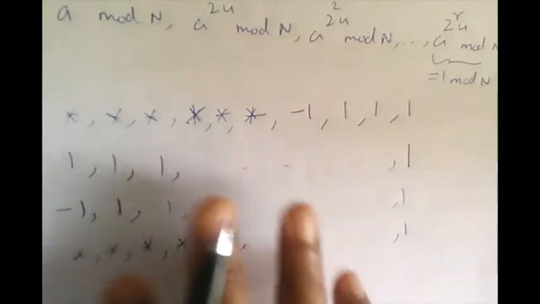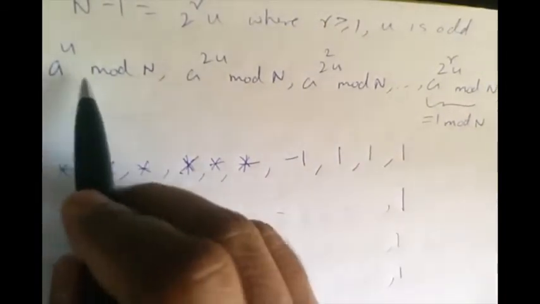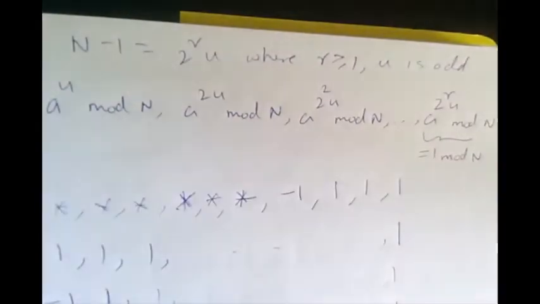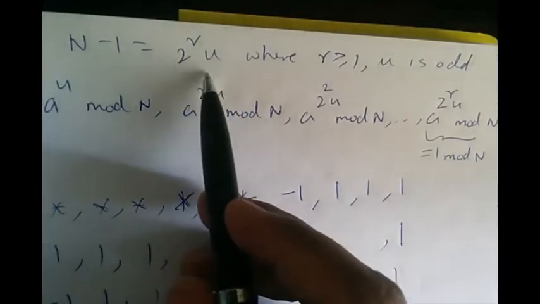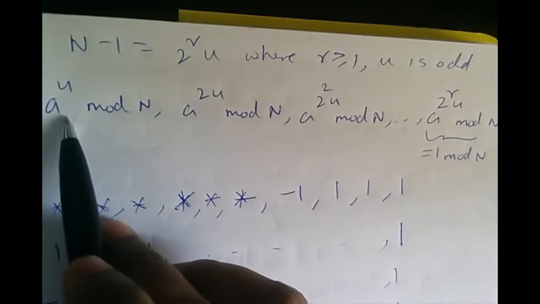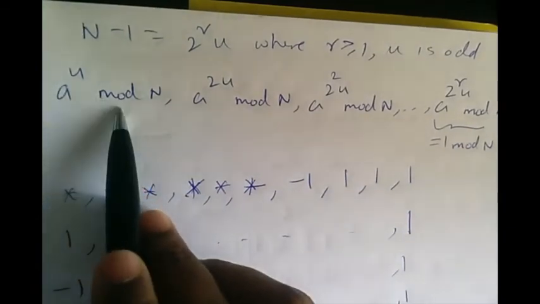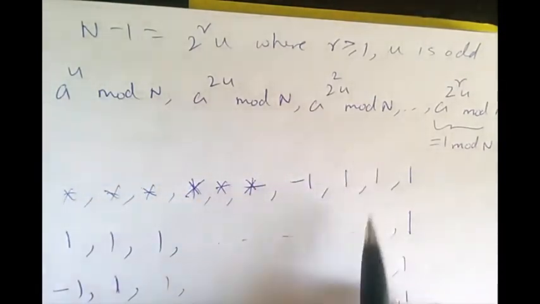So let me just repeat it again so there's no confusion. We are actually computing this in the forward direction. We write n minus 1 as 2 to the power r times u, and then you choose some a from 1 to n minus 1, and then you compute a raised to u mod n, a raised to 2u mod n, and so on.